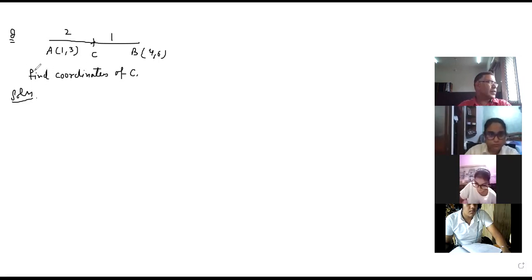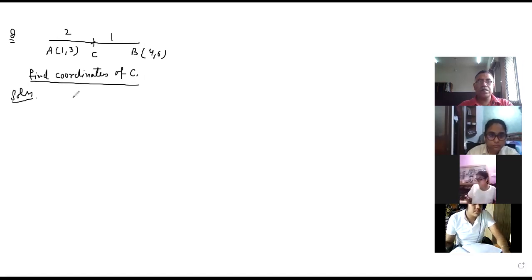Hurry up. So we have to find out C. Find the coordinate of C. Ratio is given. Points A and B are also given. You have to apply the section formula. Quickly.